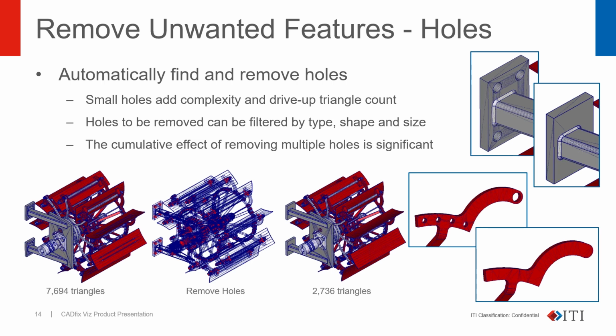And then unwanted features. This is an example of holes. So you can see just in this one part, the removal of holes right off the bat took our mesh from nearly 8,000 triangles down to a little less than 3,000 triangles, just removing all the holes in the model. Holes are always going to drive up the complexity. You've got to have the detail in the mesh to capture that rounded curvature of the hole and then transition away from the holes. So removing holes can usually give you a big payoff in polygon count reduction.